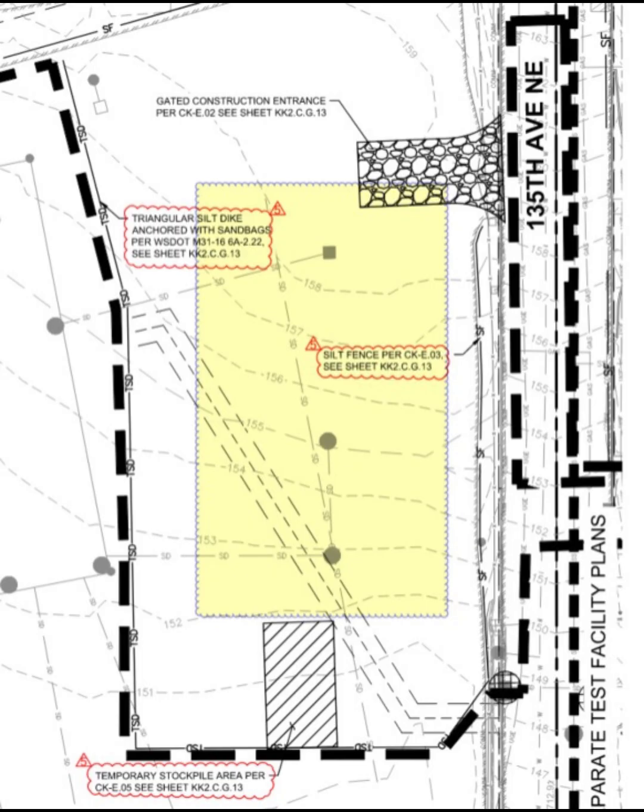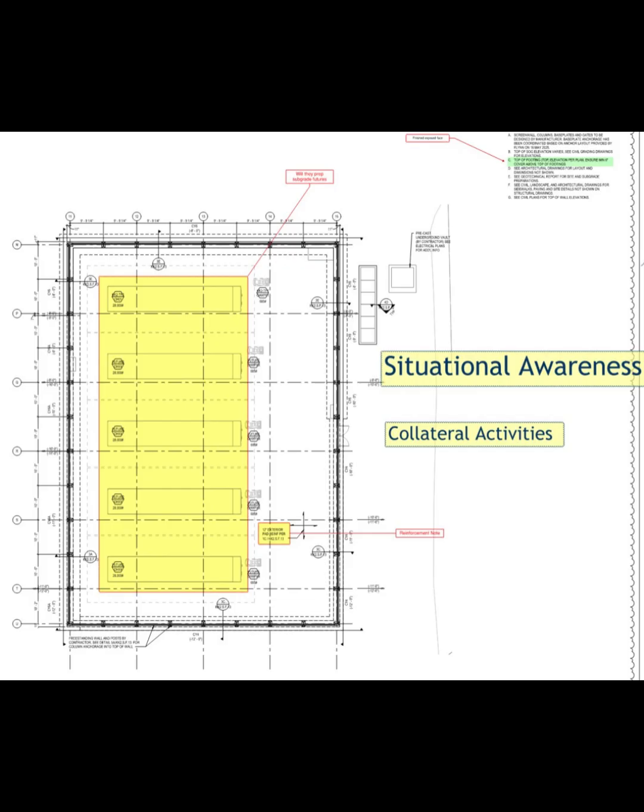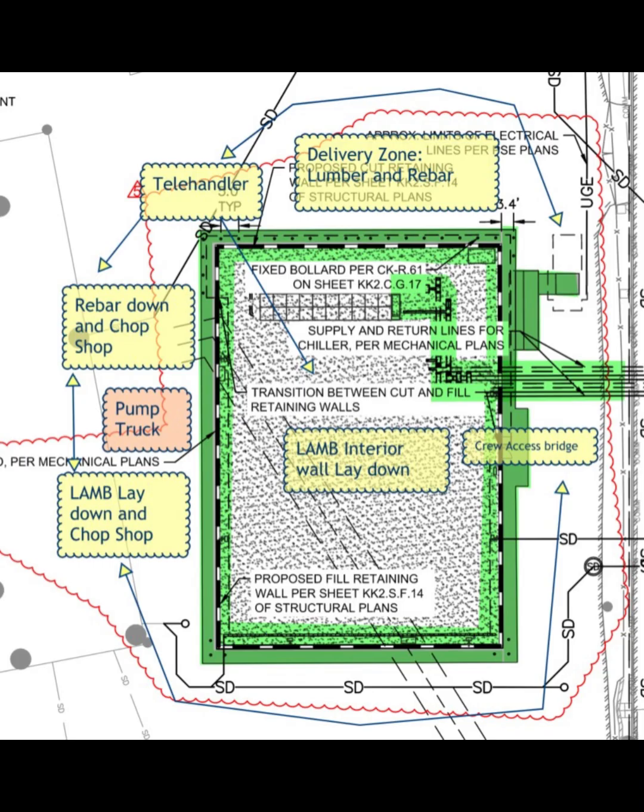Next we need to know what collateral activities are potentially affecting our performance. Pre-construction meeting with all trades. Create a logistics plan. Plan accesses around and over excavation. And establish benchmarks away from all activities.